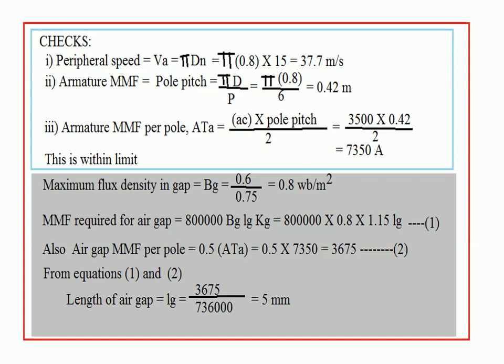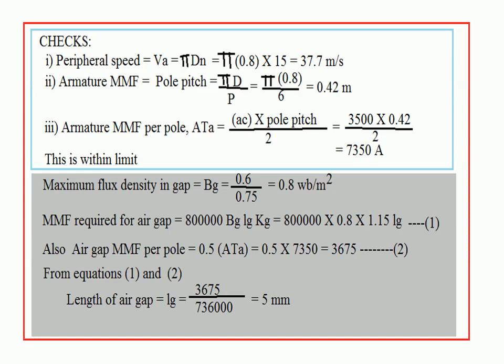After the checks, you can continue the problem with the calculation of Lg. We know the maximum flux density Bg, you calculate. Then the MMF required for the air gap. This is the only new expression. Remember, 800 times Bg Lg Kg. Bg is the maximum flux density, Lg is the length of air gap, and Kg is the gap contraction factor. It is fixed at 1.15. You substitute all the values and call it equation number 1.